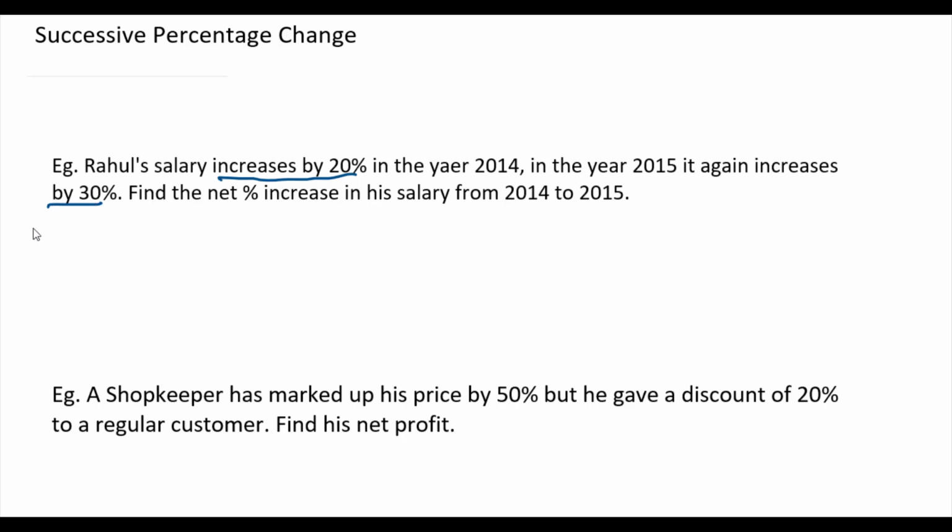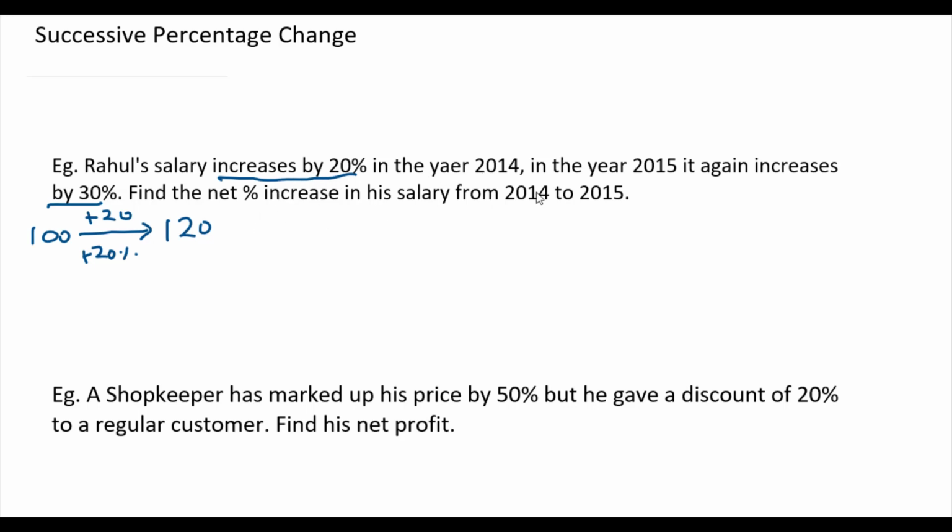So let us assume his initial salary was 100. This is a standard procedure which you can adopt for similar sums. Now first it has increased by 20%. 20% of 100 will be 20. So if we add this 20 to 100, we get 120. Now 120 represents his salary after the increase of 20% in the year 2014.